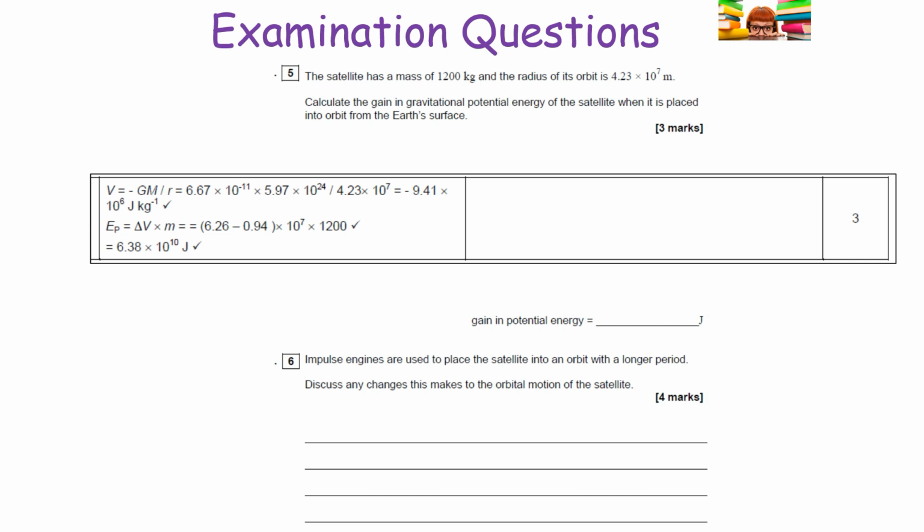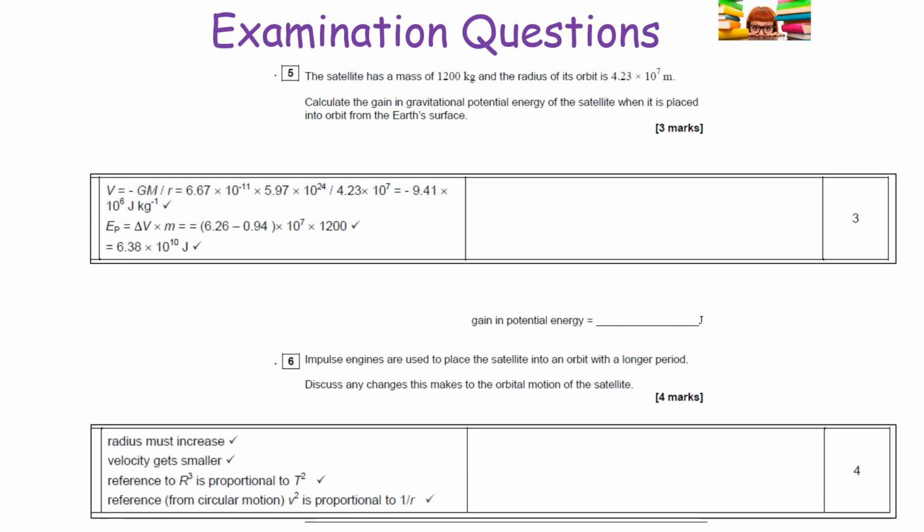Now it talks about the next question about what's happening in the orbital motion of the satellite when it's used to place the satellite into an orbit with a longer period. Now what you've always got to remember is when we're considering satellites, we know that T squared is directly proportional to r cubed. So therefore, if T is getting bigger, r must be getting bigger. Now if r is getting bigger, that tells us that there's a greater amount of the energy store of the orbiting body going into the gravitational potential, so therefore there's less in the kinetic energy store of the orbiting body, so therefore its velocity as it orbits is getting smaller.